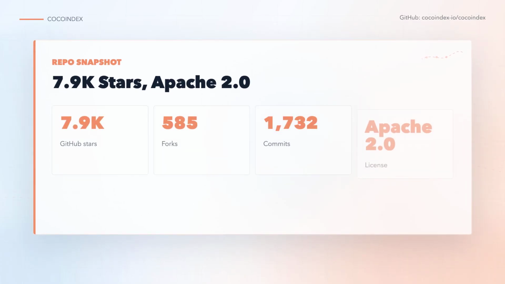GitHub shows 7.9 thousand stars, 585 forks, 1,732 commits, and an Apache 2.0 license. The repo is also more than a README around a demo. It has a Python package, a Rust core, docs, examples, coding agent skills, release automation, and an active issue tracker. That is the shape of an infrastructure project, not a weekend script.